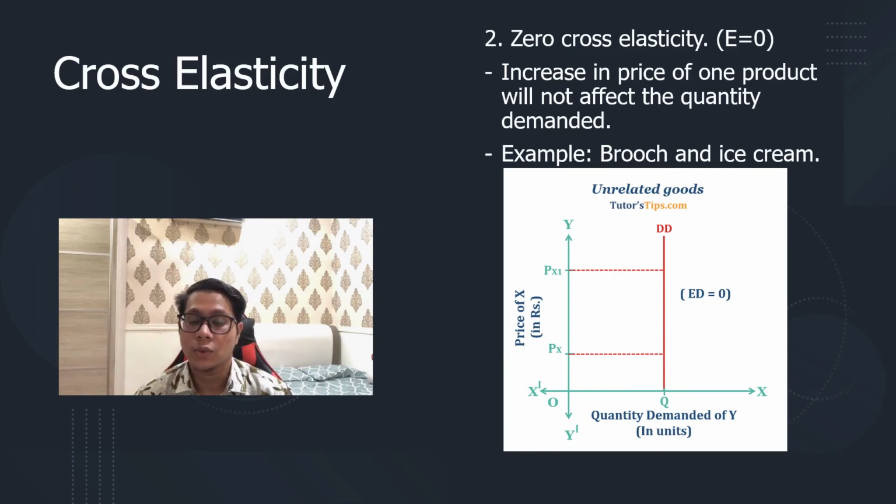Number 2, zero cross. It means an increase in price of one product will not affect the quantity demanded. For example, fruit and ice cream. As we can see in the graph, if the price of X increases, the quantity demanded of Y does not change. So if the price of X increases higher, the quantity demanded of Y still does not change.